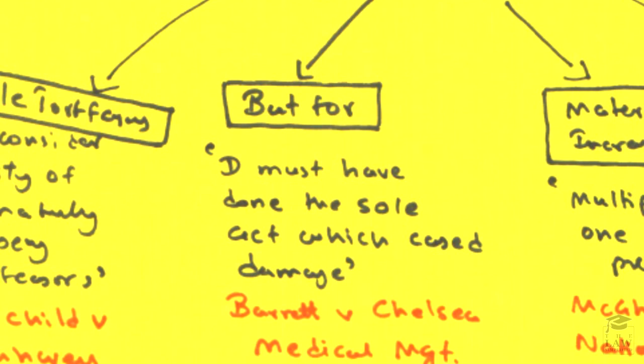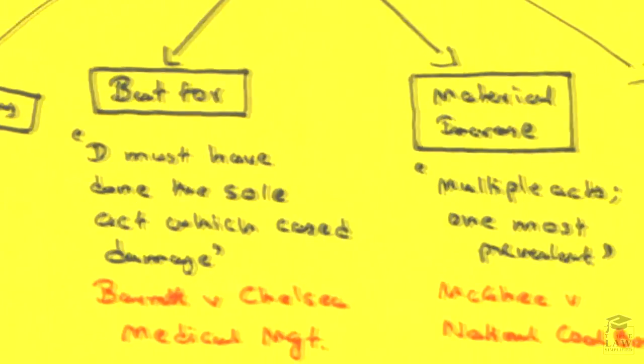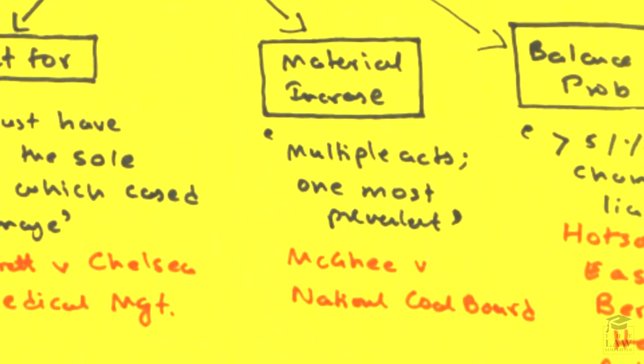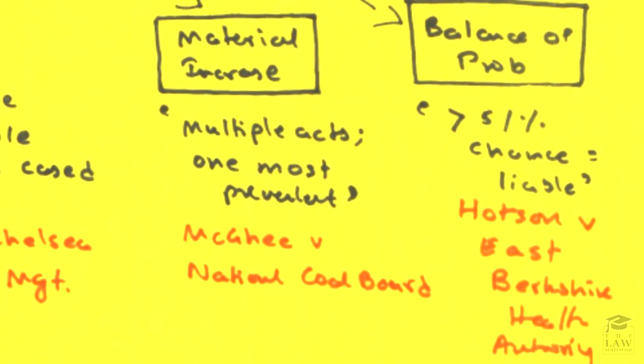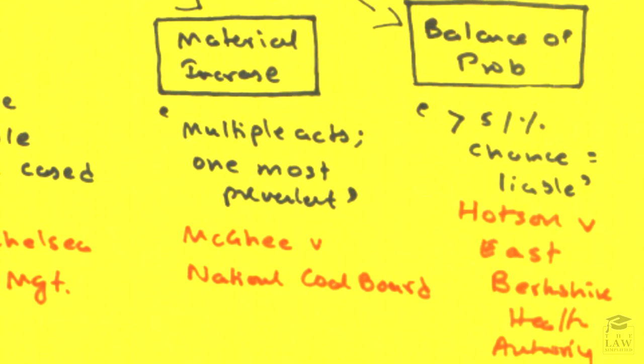Since this became quite fastidious and difficult, the court needed to find a mechanism by which multiple acts of negligence, multiple torts rather, can be considered. In this regard, in McGee and National Coal Board, the court recognized that in the event of multiple acts having been committed by different people, the one most prevalent, or the one that materially increased the harm, was to be held liable. Something in line with this is seen in Hodson and East Berkshire Health Authority, where the quotient of probability is brought in.